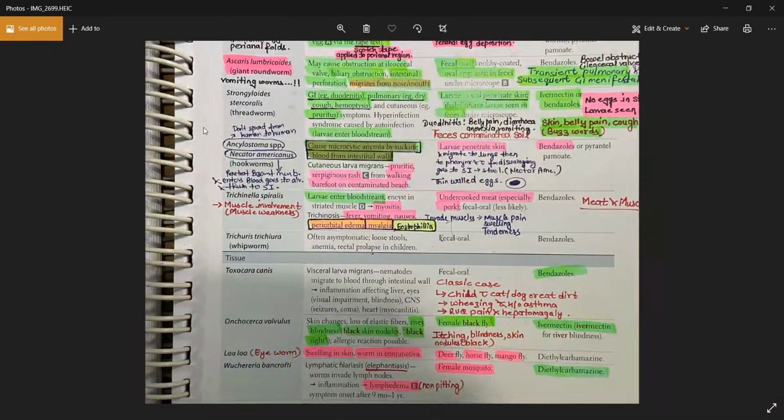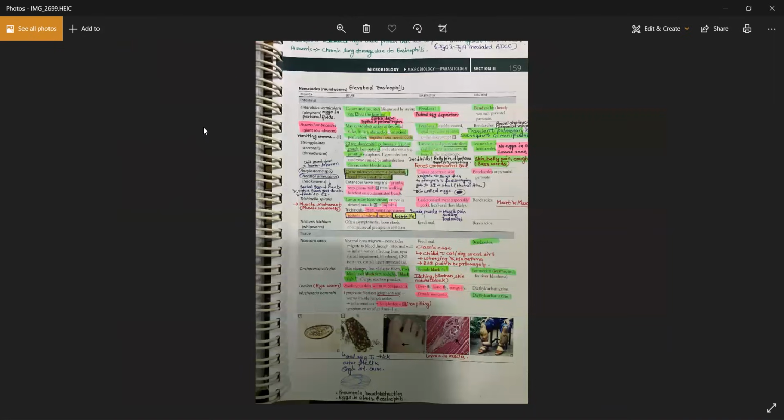Any doubt so far? Could you explain again the migration of Ascaris?